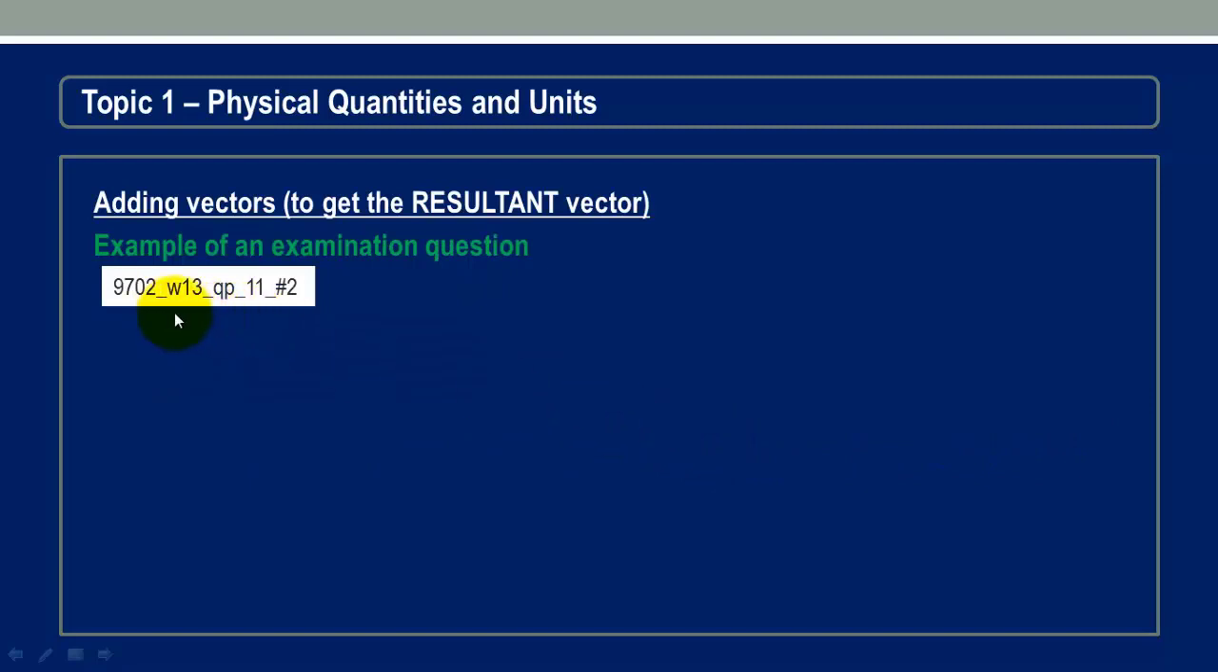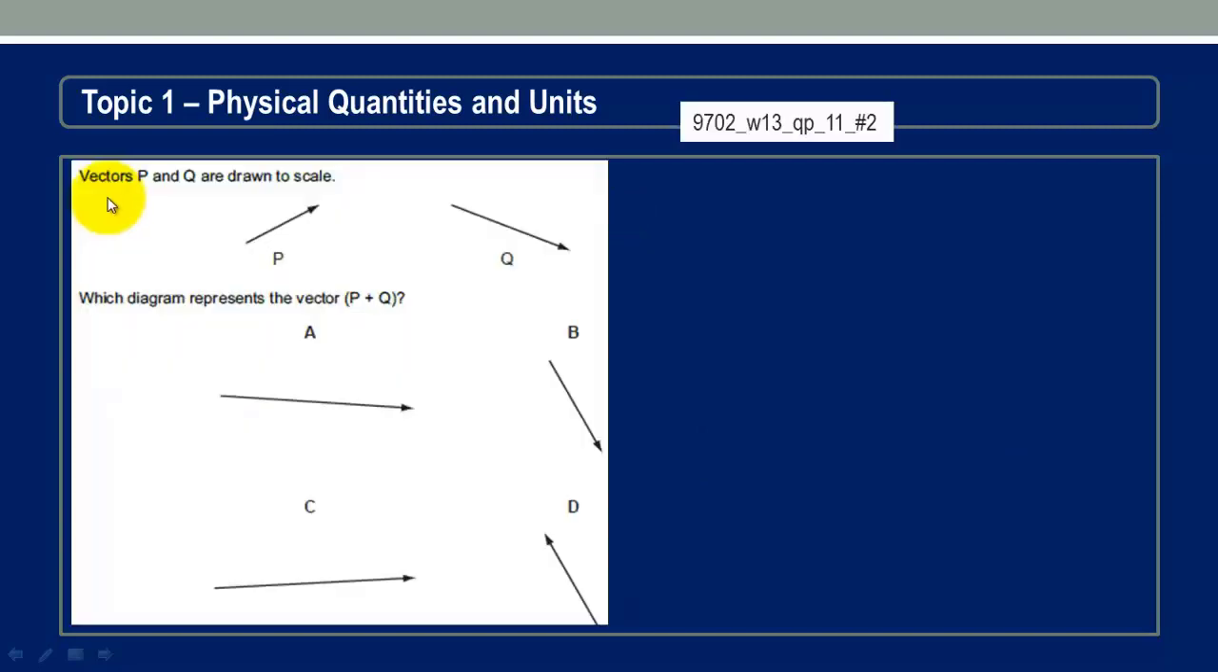Let's consider an example, and it is in October-November paper 2013. In this example, we are told that vectors P and Q are drawn to scale. Which diagram represents the vector P plus Q? So the first step is that we are going to join the tail of this vector to the head of this vector. So we are going to slide it from this position all the way so that its tail comes here, like that.